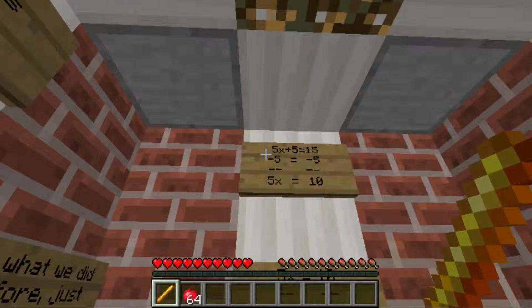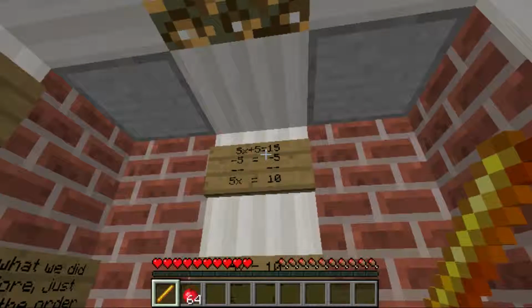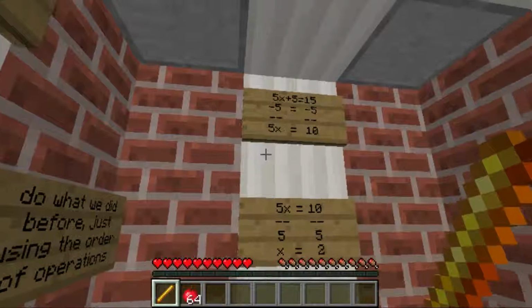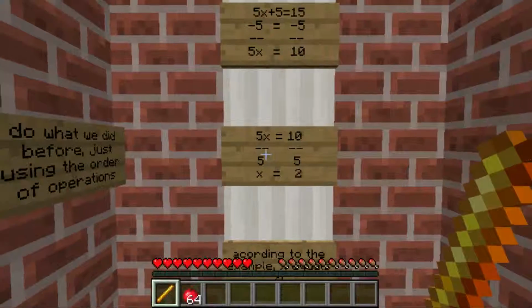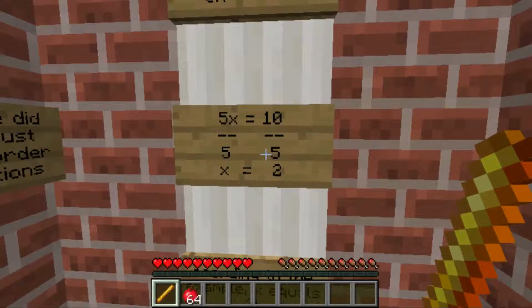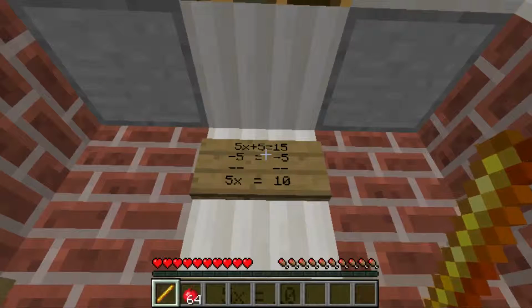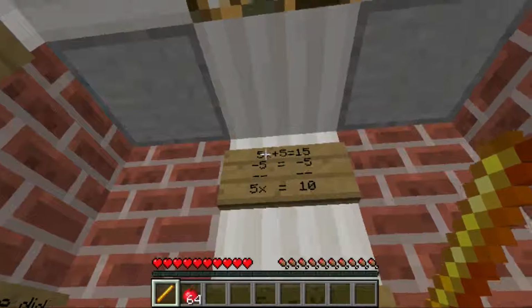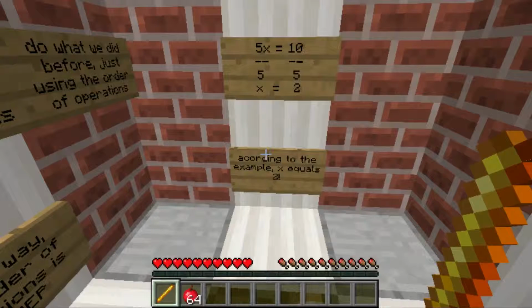So you want to take away the addition by taking away 5 on both of the sides. So you have to do it on both sides, and that'll give you 5x, which is 5 times x equals 10. And so the opposite operation of multiplication is division, and so you actually have to divide it by 5. So you divide by 5 on both sides, and that'll give you x equals 2. And if you plug it into here, you'll have 5 times x plus 5 equals 15. And so 5 times 2 equals 10, and 10 plus 5 equals 15. So it works. So according to this example, x equals 2.